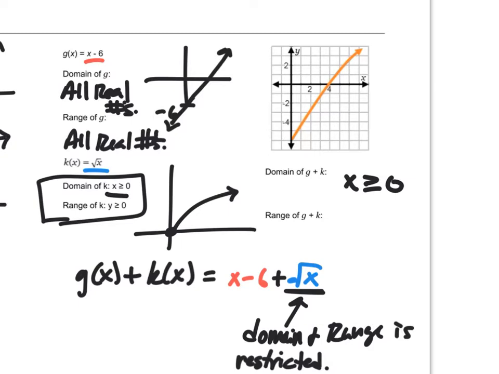Okay, and then the range, okay, and the thing of it is that if I take any number x and subtract 6 from that, it's going to turn it negative, and we don't want that, okay?